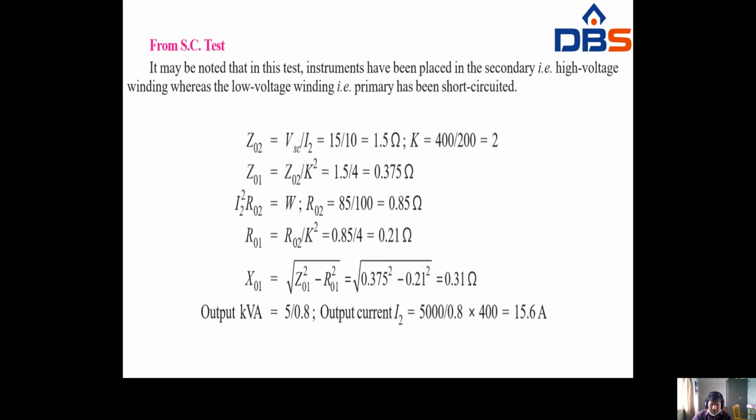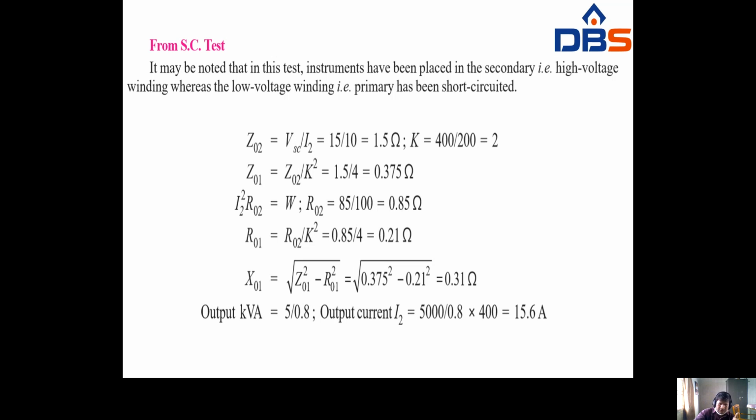We know Z02. They have already given the short circuit voltage and short circuit current. So VSC by I2 rated current, that is 15 by 10, so 1.5 ohms. And from that Z02 you have to determine, why? Because in the OC test you determine R01 X01, that means referred to the primary. Here also you have to determine referred to the primary, that is R02 X02. So from that R02 X02 you have to determine R01 X01.